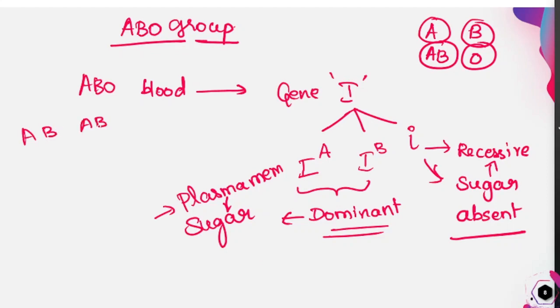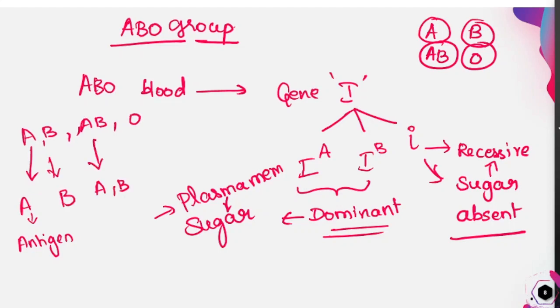Now, when we talk about the ABO blood group, we already studied some things about it in class 11. A blood group will have some antigen. What antigen will A blood group have? A blood group will have A antigen, right? B blood group will have B antigen. AB blood group will contain both A and B antigens. Here in O, no antigen is present; it is absent.